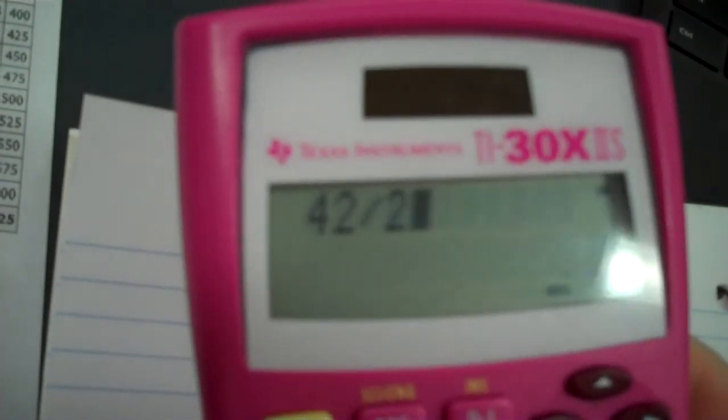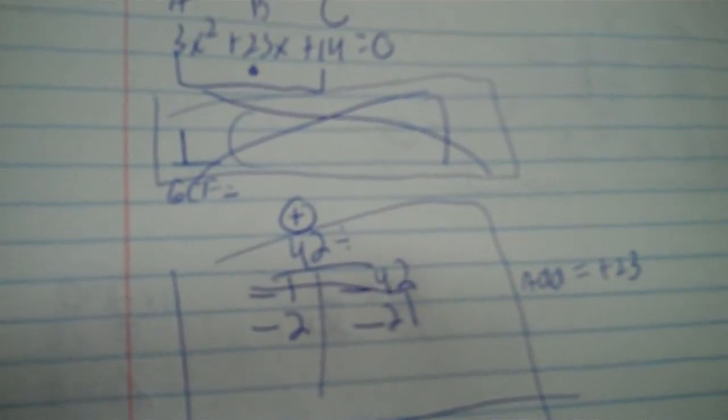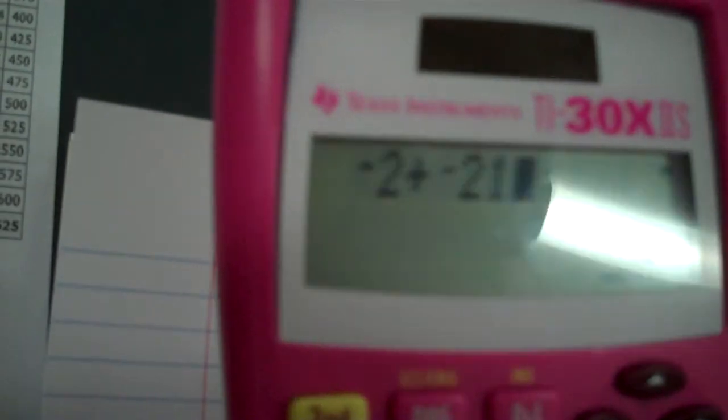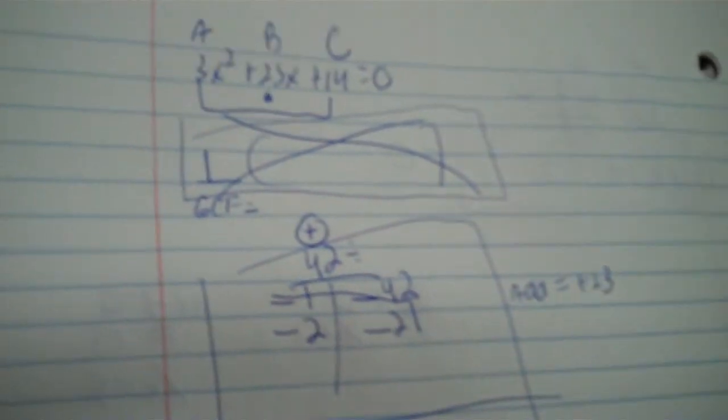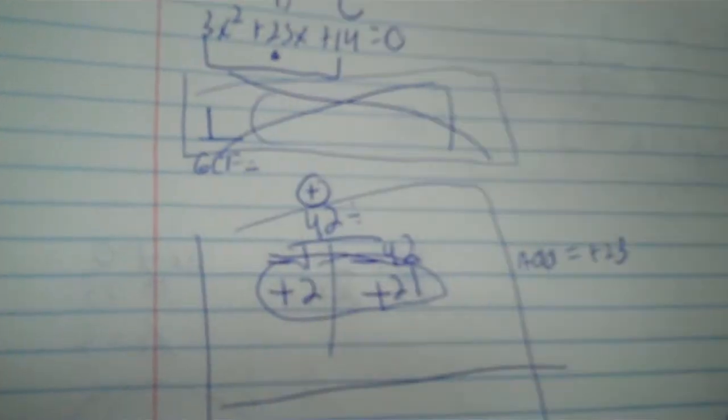Reset the signs. 2 times 21, and when I divide this by 2, I get 21. Now, if I add those, negative 2 plus negative 21, that's negative 23. So I have the right numbers, I just don't have the right signs on those numbers because it's got to be positive 23, so make them plus plus.